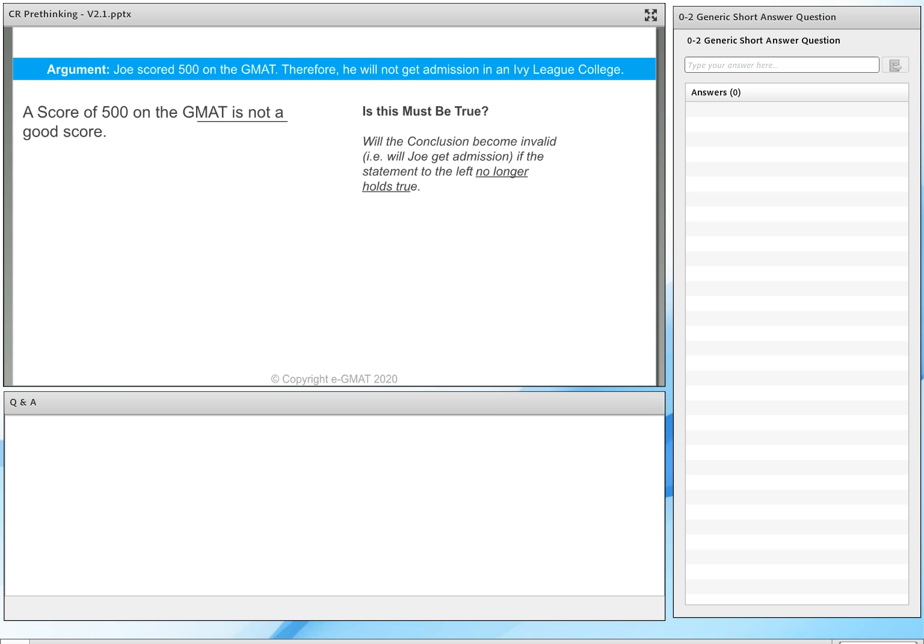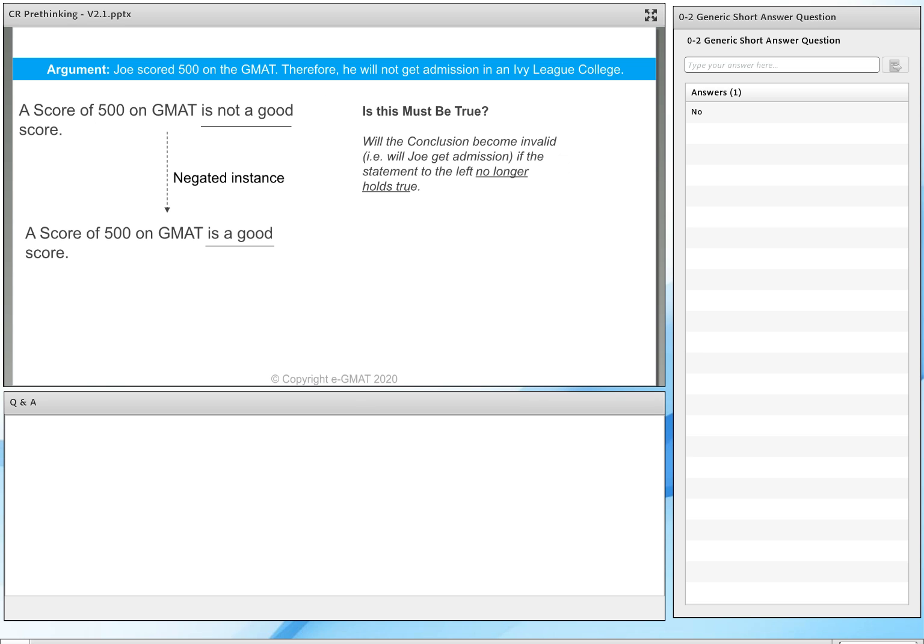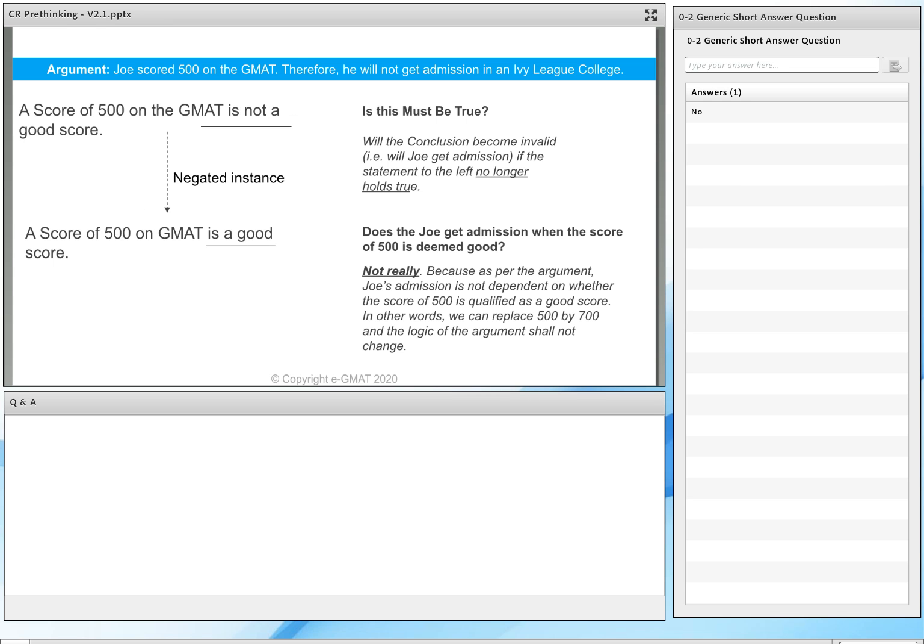All right, let's evaluate this answer choice and ask, is this a correct answer? A score of 500 on the GMAT is not a good score. Let's ask ourselves, is this must be true? In other words, will Joe get admission if this statement is no longer true? When we say this statement is no longer true, its negated version becomes true, which means a score of 500 on the GMAT becomes a good score. If that happens, does it mean that Joe gets admission? No, the answer is no. Joe won't get admission. Why?